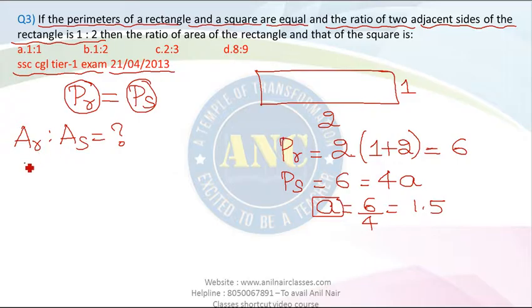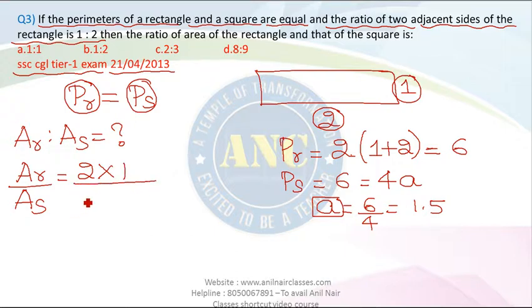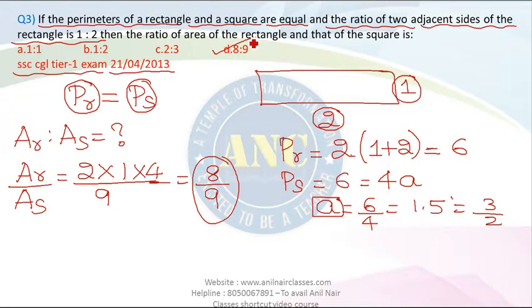Now they are asking you to find the ratio of the area of the rectangle to the area of the square. Area of the rectangle is length into breadth. Length is 2 units, breadth is 1 unit, area is 2 into 1. Divided by area of the square, which is side square. Side is 1.5, or 3 by 2. Side square is 3 square by 2 square. That divided by 4 will go to the numerator. So 2 into 1 into 4 is the numerator, 9 is the denominator. Answer for this question is option D, which is 8:9.